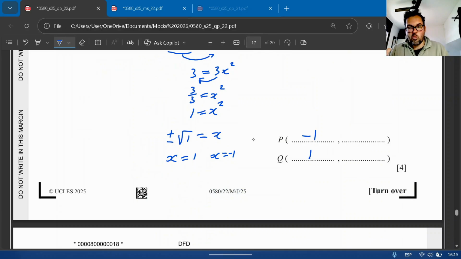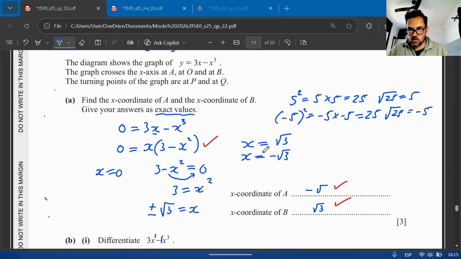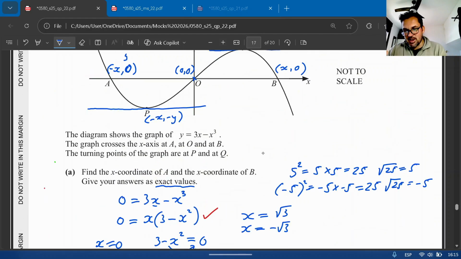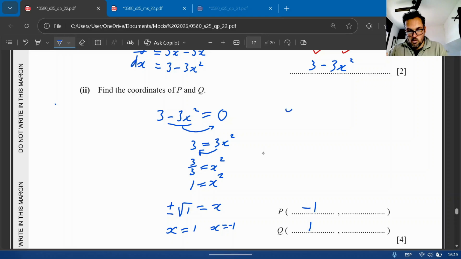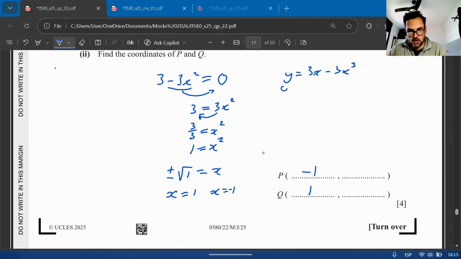Right, but now we need the y. Where is the y on this page? There is a y on this page, yeah? And we want to find out what it is. And luckily we know what the x is, or 2 things the x could be. So we just put the x values we have in there, and then we'll find the y. So y equals 3x minus x cubed. Let's first put the minus 1 in there. So that will be first the 3.